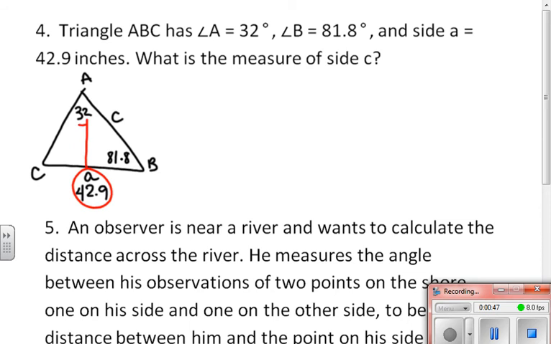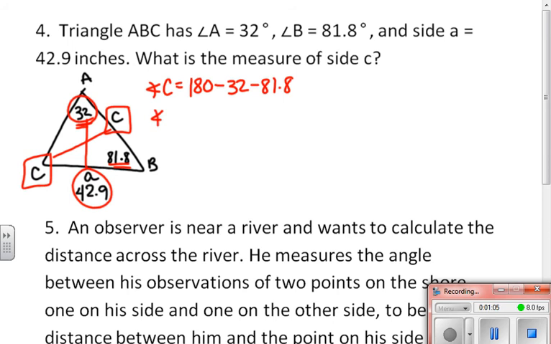So it looks like we could start with a law of sines problem, except initially it doesn't look like we have enough information. But never forget we can use our most basic triangle sum to find out that missing angle. So if you know two angles, it's almost automatic to subtract from 180 to find the third one. So what I find out is that angle C is 66.2.